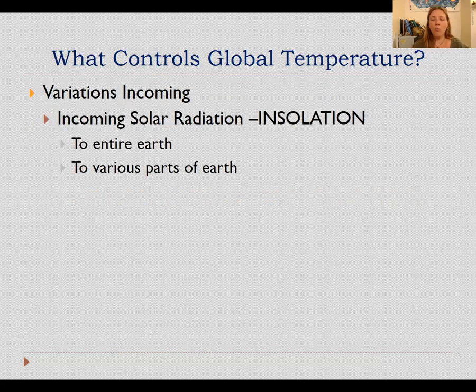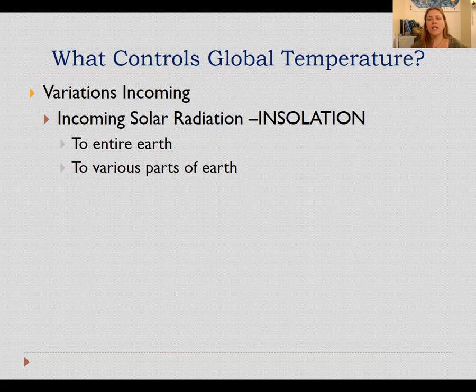Okay, so we're going to break it down and think about what the variations are in the energy that comes in, and what the things are that vary in terms of the energy that goes out. And we'll talk about each of those in more detail. But first, I'll just give you this overview. First of all, the incoming energy from the sun is commonly referred to as insolation. That's a compound word that has the incoming, the solar, and the radiation all together.